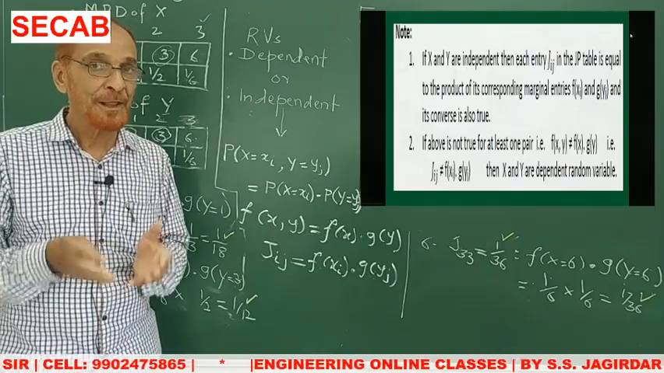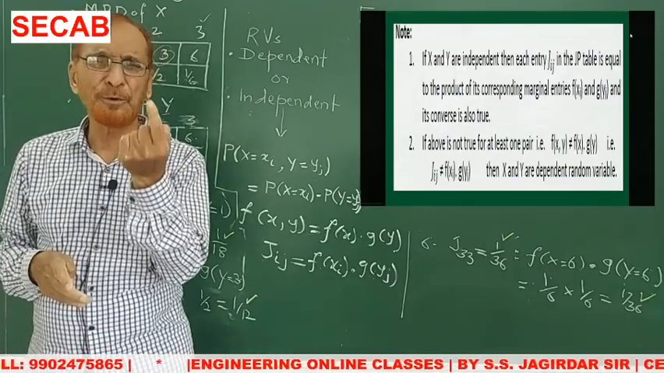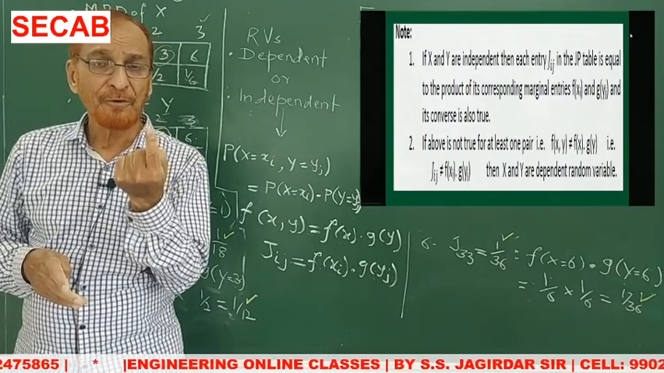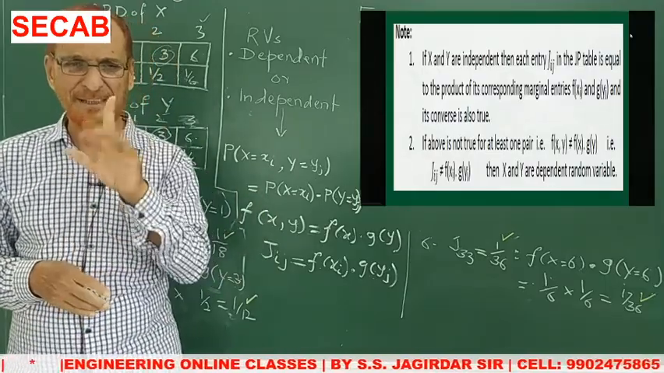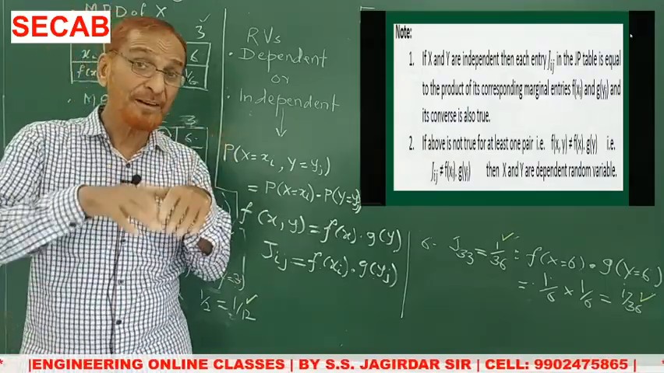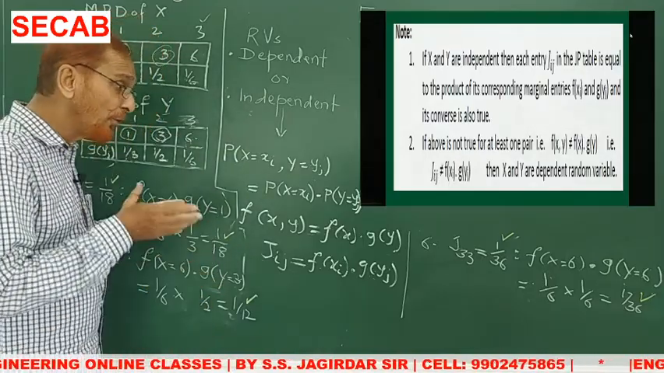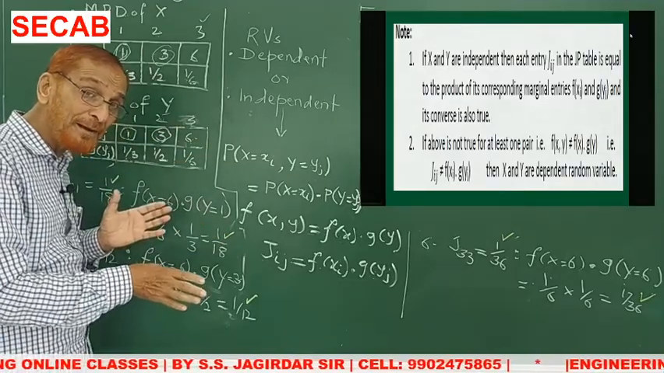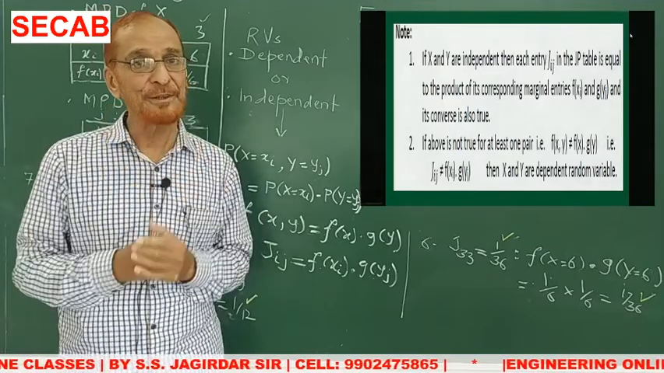So therefore, if you want to prove dependent, you produce only one pair out of all possible pairs which goes against the definition. One pair is sufficient, at least one pair. But to prove independent, you have to confirm the results of all the possible pairs in favor of the definition. You have to be very careful about that.